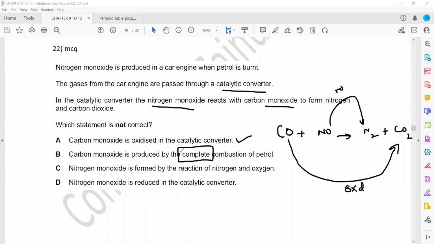It should be incomplete combustion, not complete, because carbon monoxide is only produced by incomplete combustion, not by complete combustion. Nitrogen monoxide formed by reaction of nitrogen and oxygen at high temperature. That's true. And nitrogen monoxide is reduced in a catalytic converter. That is also true.